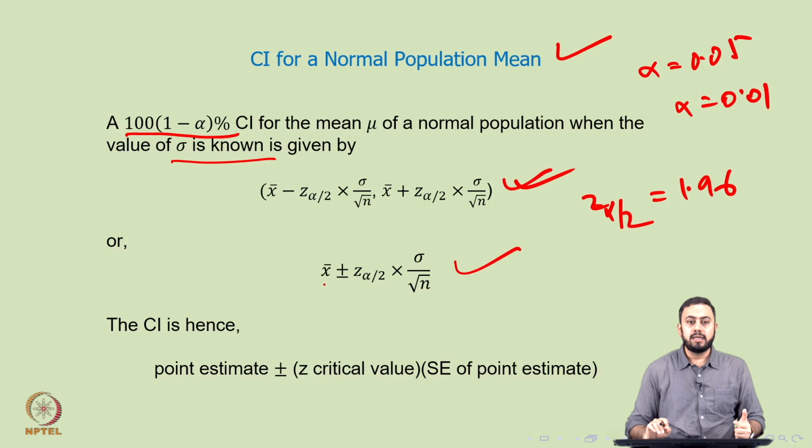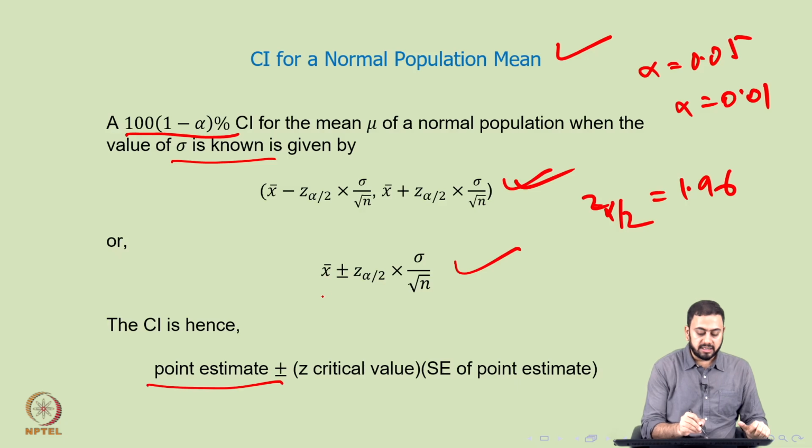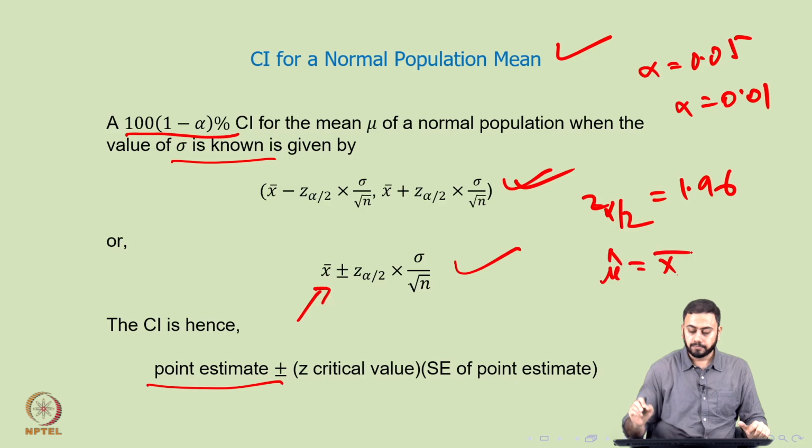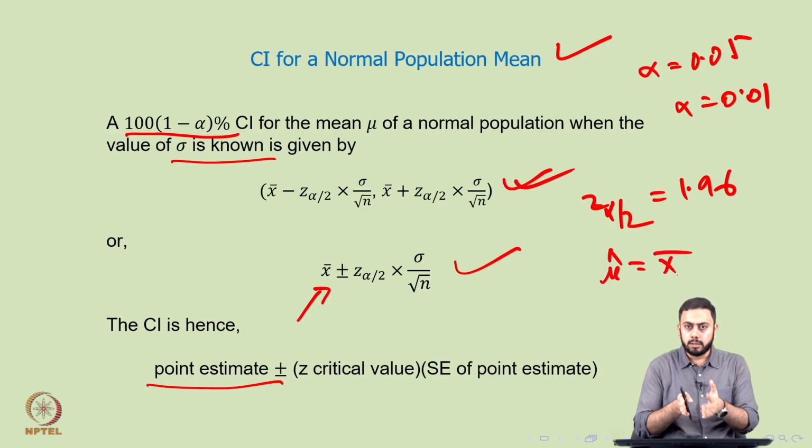More generally, a general formula for the CI starts with a point estimate. In this case, what is the point estimate of mu? It is nothing but x bar, isn't it? My mu hat is nothing but x bar, which we also saw in the beginning of today's session, in the last session as well. If you are proposing a point estimator for a population mean, it is nothing but x bar.